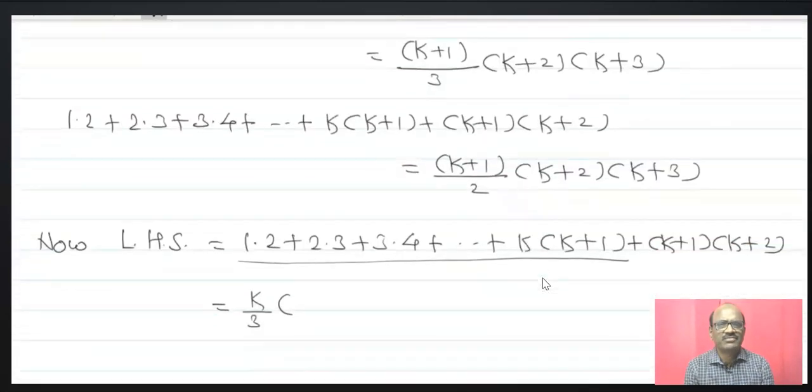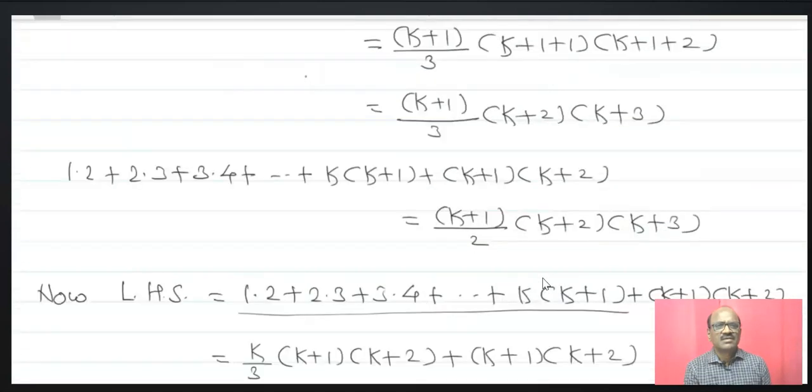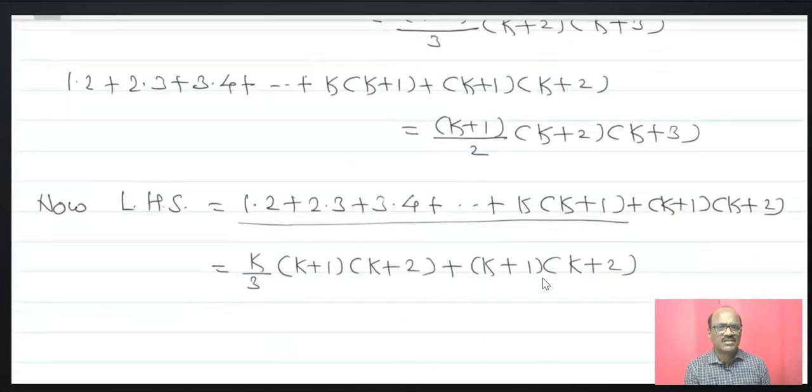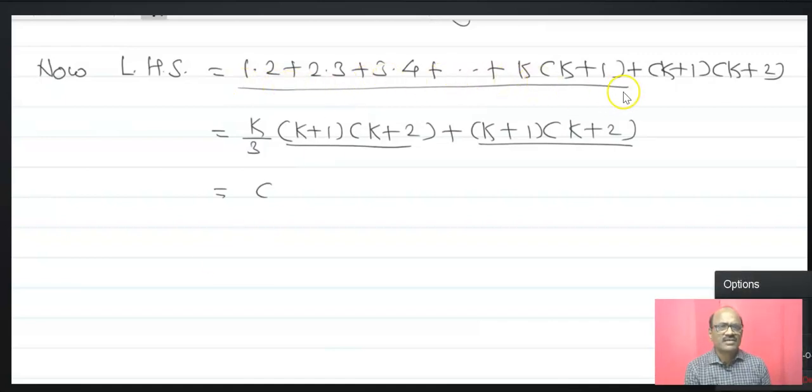We substitute the value. What is that? K upon 3 in bracket k plus 1. We are writing that. We have substituted here, that is k upon 3. Now see this here. We have substituted the value of the underlined part. What is the value of this? K upon 3 into k plus 1 into k plus 2. Add this term, next term, and simplify this.